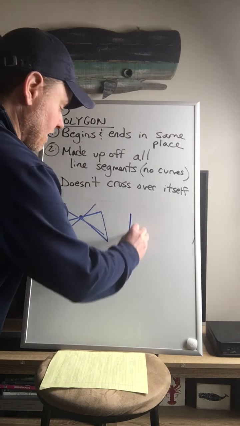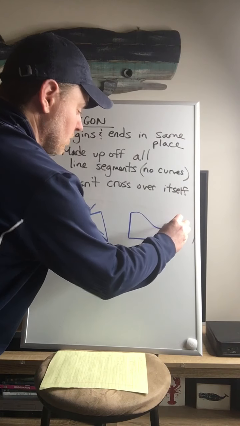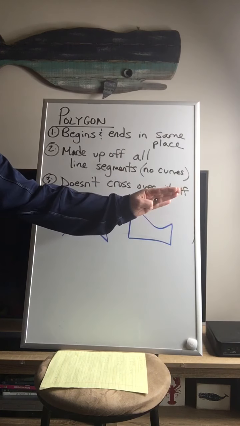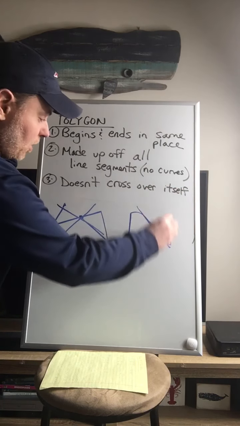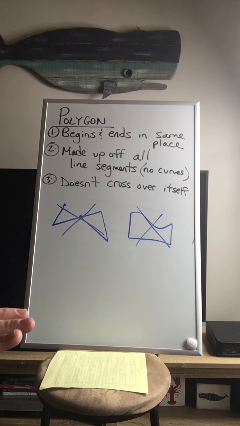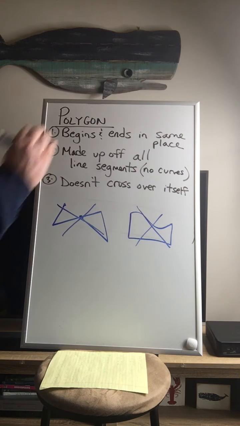So something like this, that's not a polygon, because it has a curved part to it, right? Not a polygon. So circles, not polygons, okay? So I know at the beginning I said most shapes you can think of probably are polygons, but circles are not. So polygons have to be made up of all line segments.